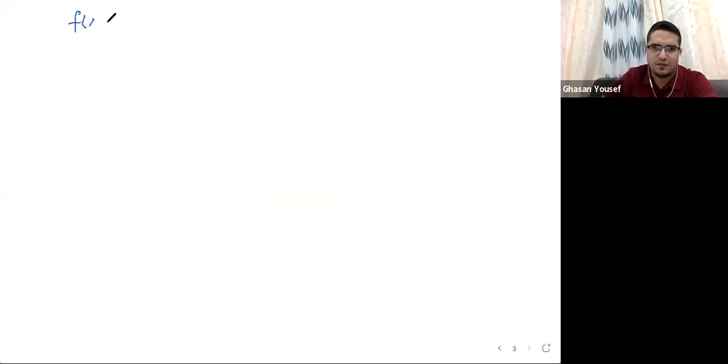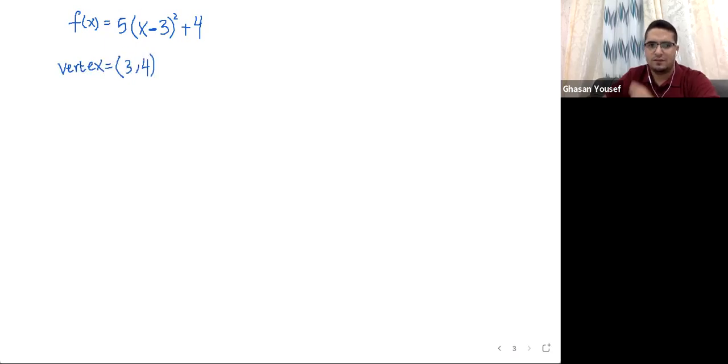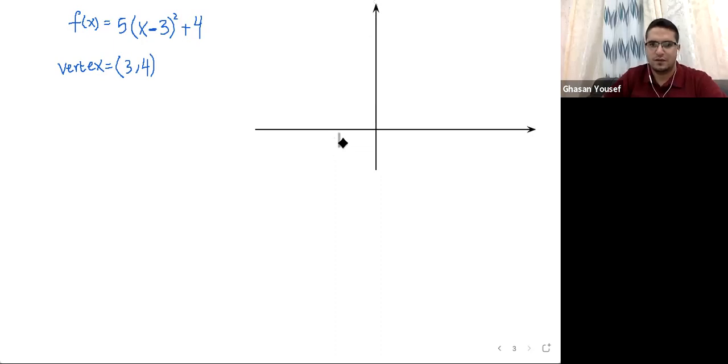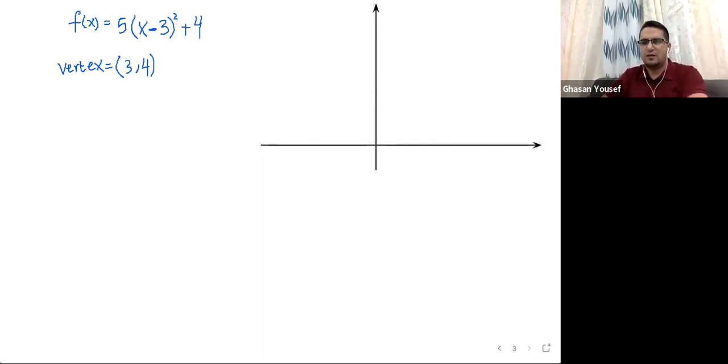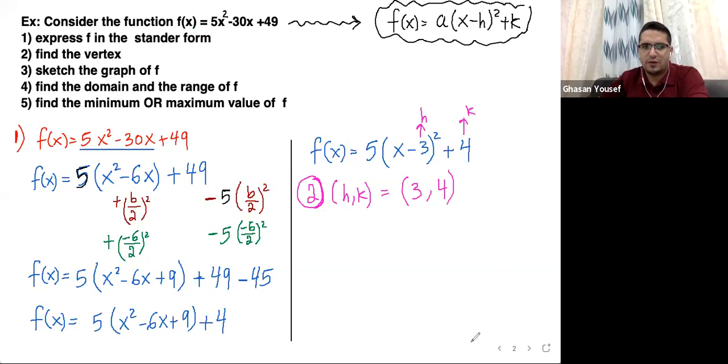So again, f of x, the standard form, is 5 times x minus 3 squared plus 4. And the vertex is 3, 4. Now, to graph the function, here is the x-axis. This is my y-axis. So first of all, what is the value for A? How is the graph? Is it open upward or downward? What is the sign of A?